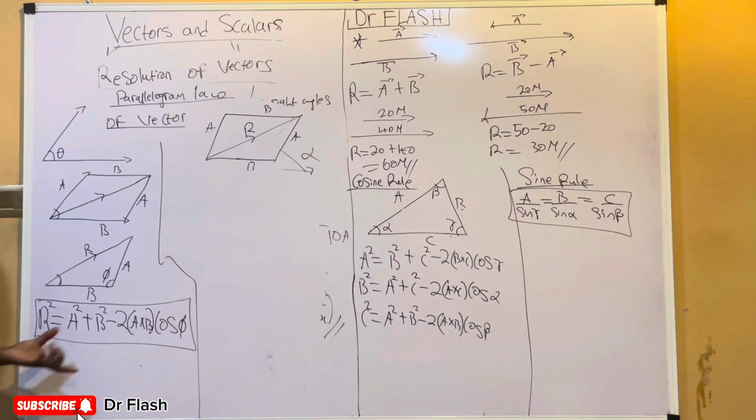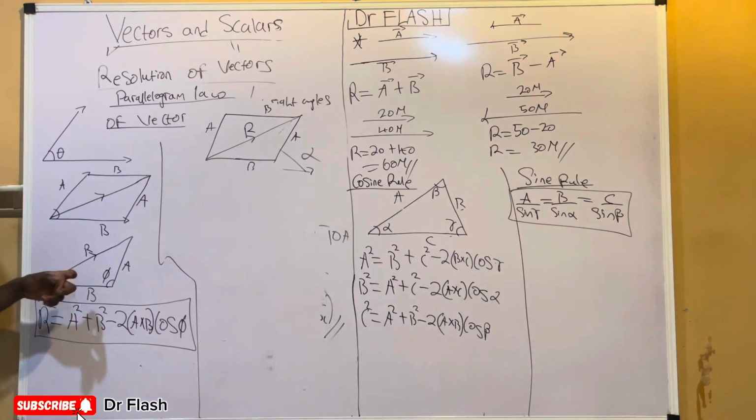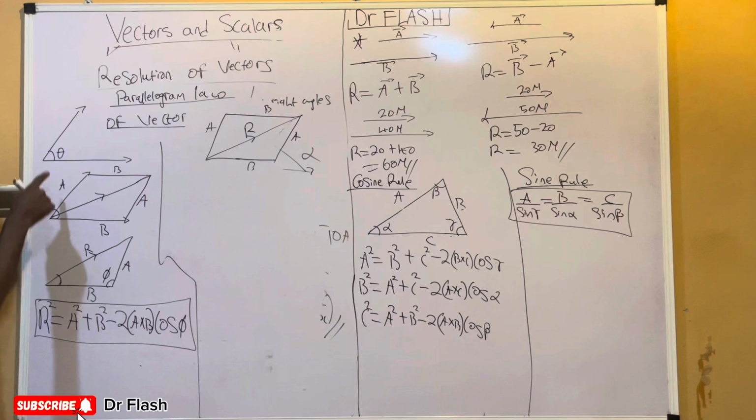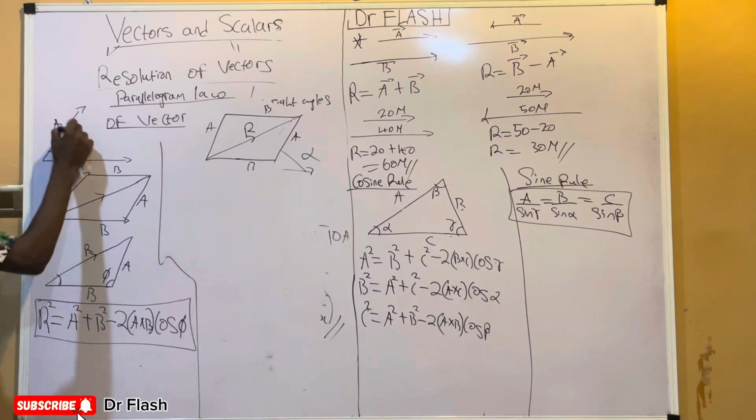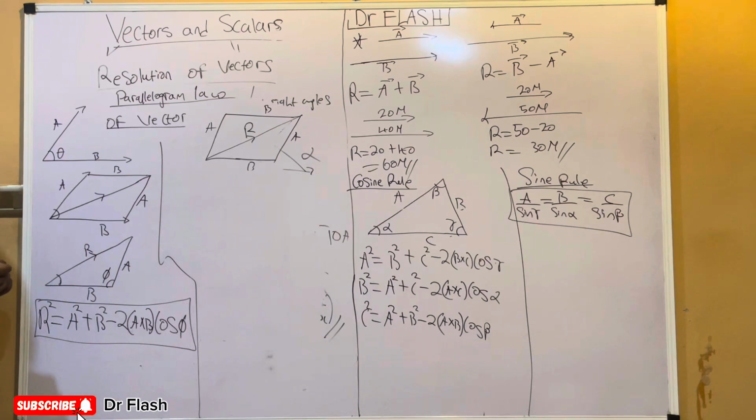Now we just brought out a formula for solving the resultant when vectors are acting on each other. Now, how then do you get the value of phi? Because the question is only going to give you the angle between the two vectors, A and B. That's what the question is going to give you. They're not going to give you phi. How then are you going to get phi?